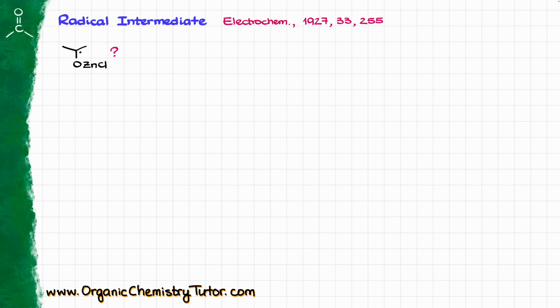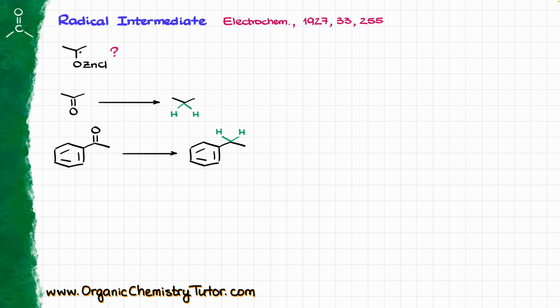And the first thing that I want to talk about is this zinc radical species. This intermediate has essentially been postulated in the Journal of Electrochemistry in 1927, and there hasn't been much of a challenge to that. And the reason why they proposed the formation of this intermediate is, well, it seems to be pretty obvious on the surface.